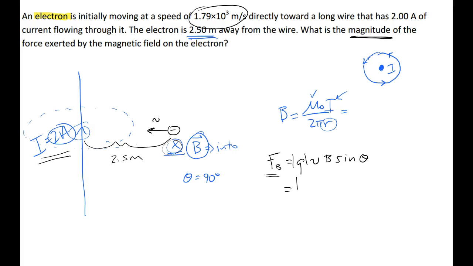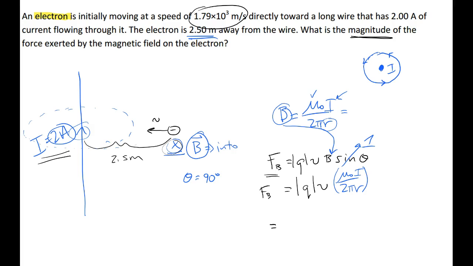So what I'm going to do is this: q would just be the charge of an electron. The velocity we already know. B would be given by the formula mu naught I all over 2 pi r. Okay, so basically that's the field produced by the wire. That's the field that this guy feels. And then sine theta would just be 1 because the angle is 90 degrees and sine of 90 is 1. So I'm going to plug into this formula. Go ahead and plug in, and then we'll get the answer.